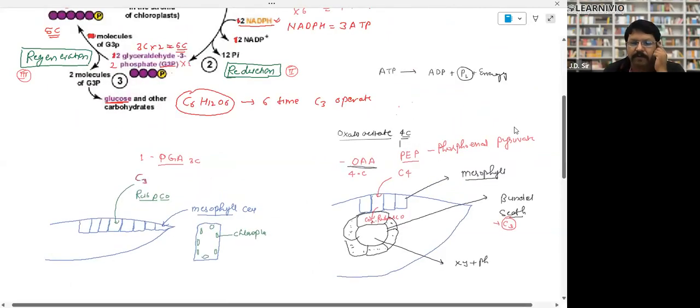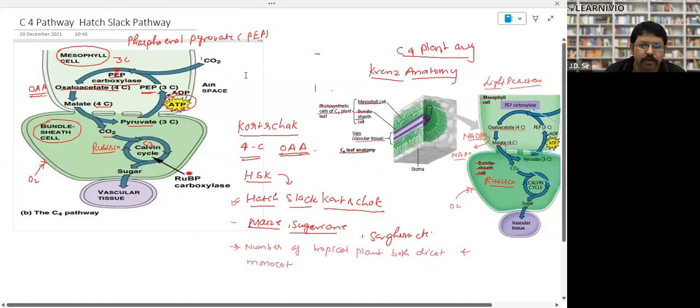Now half of the part you got it, right? So look, this kind of anatomy which is found in the C4 plant is called Kranz anatomy, right? So look, what happened in Kranz anatomy? There is a vascular bundle. Around the vascular bundle, there are some thick cells. These are called bundle sheath cells, right? Bundle sheath cells are impermeable to oxygen. And around the bundle sheath cell, there are mesophyll cells, right?